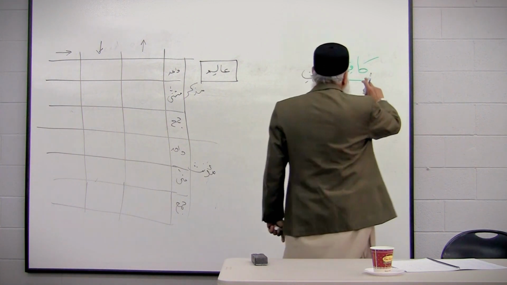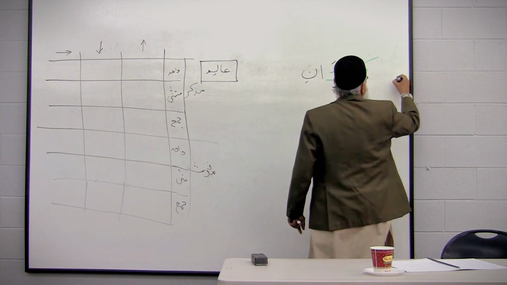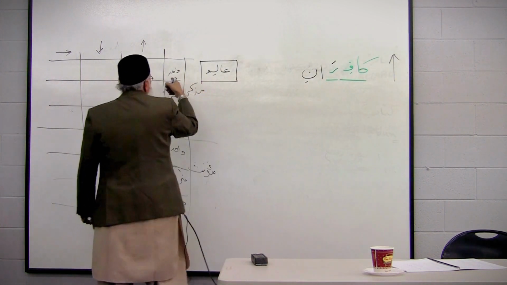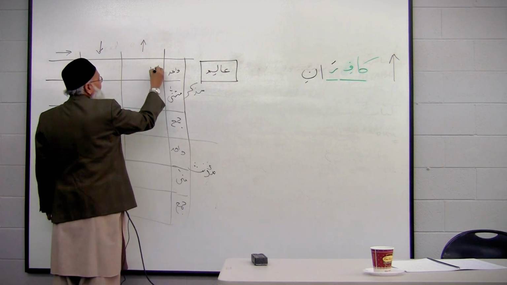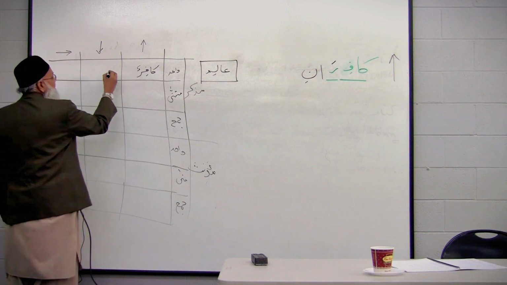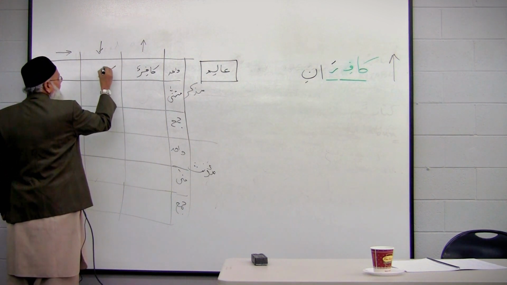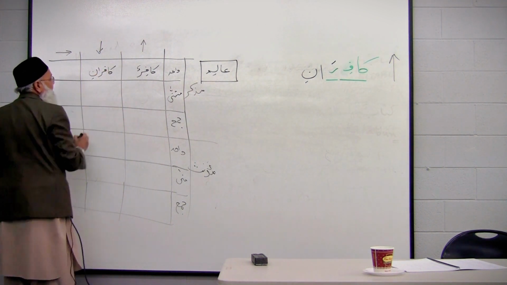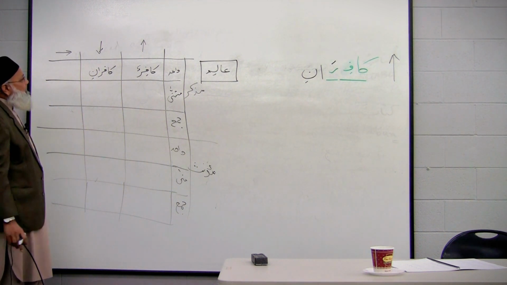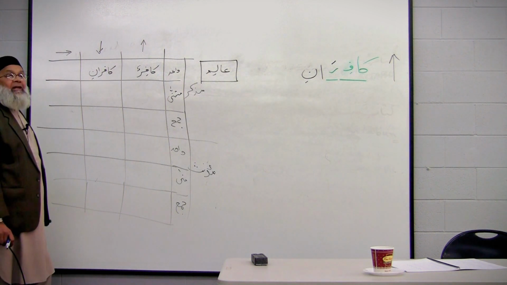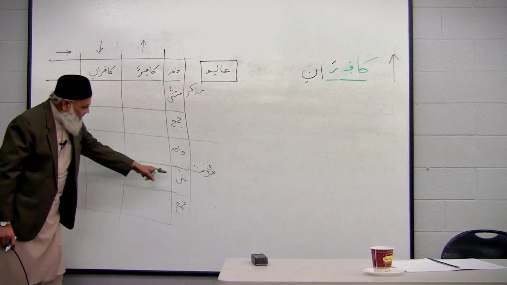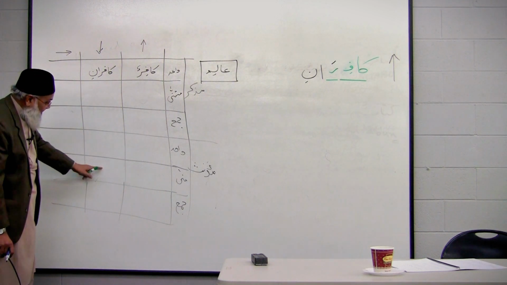So this was the rafa form. We are talking about the rafa form. So kafirani. So singular is kafirun, and musanna is kafirani. Do you have in this chart any other box for musanna in rafa form? Is there any musanna in rafa form? This is the box.